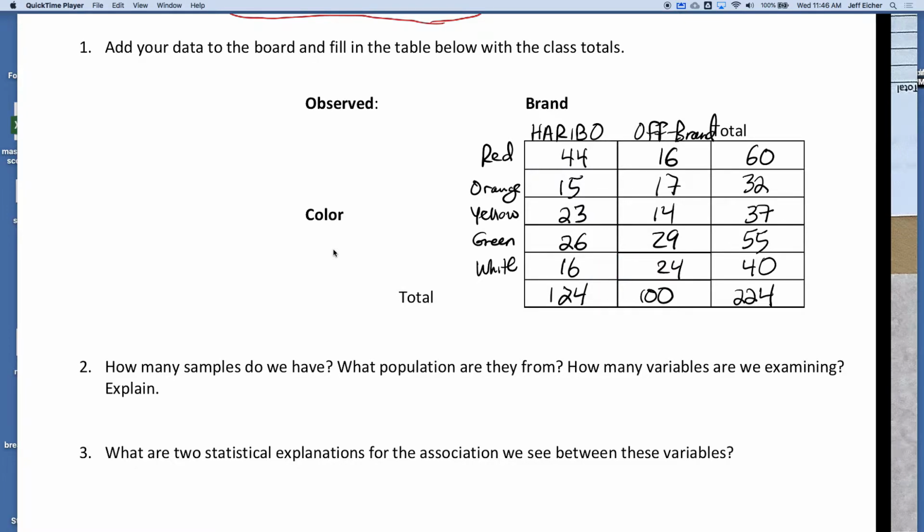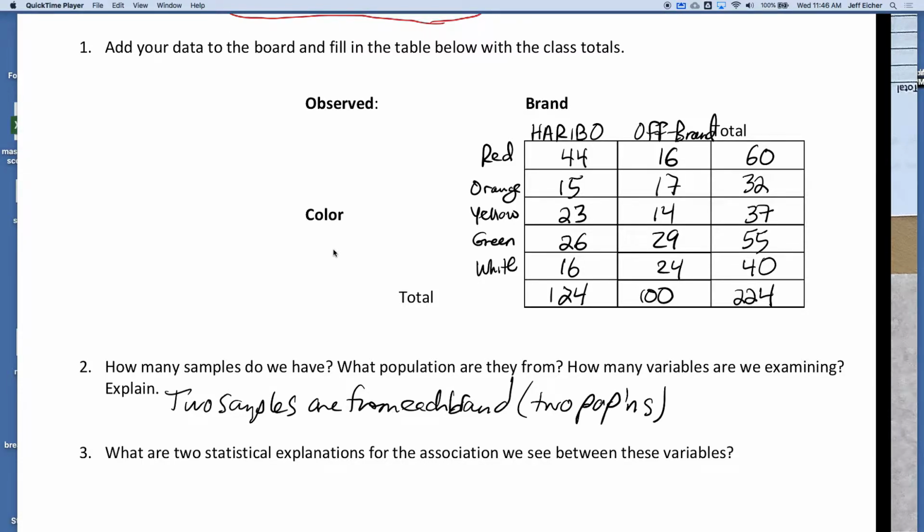So a couple questions. How many samples do we have? We had 2 samples, 1 from each brand. So that gives us 2 populations that we're looking at. Anytime you have 2 populations or 2 samples like this, you won't be using a goodness of fit test, but you'll be using a different chi-square test.